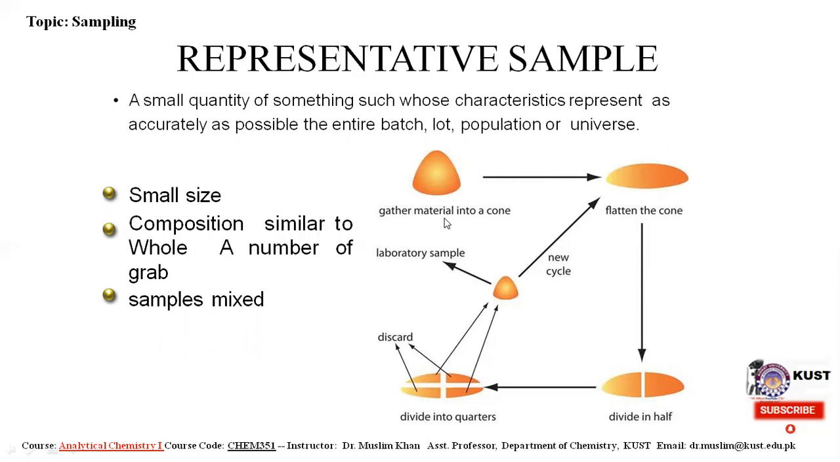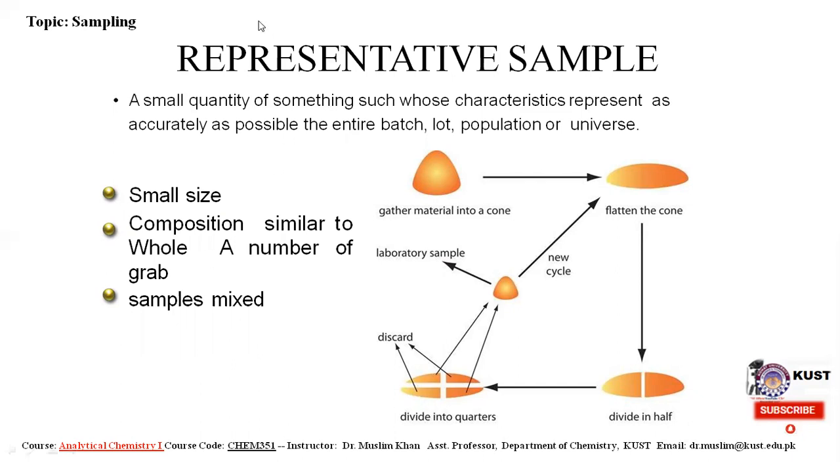First of all, gather material into a cone. This is a very typical way to take a representative sample from your bulk population. Gather material into a cone. Then flatten this cone, divide it in half, and then divide into quarters. Discard three of the quarters and take one.